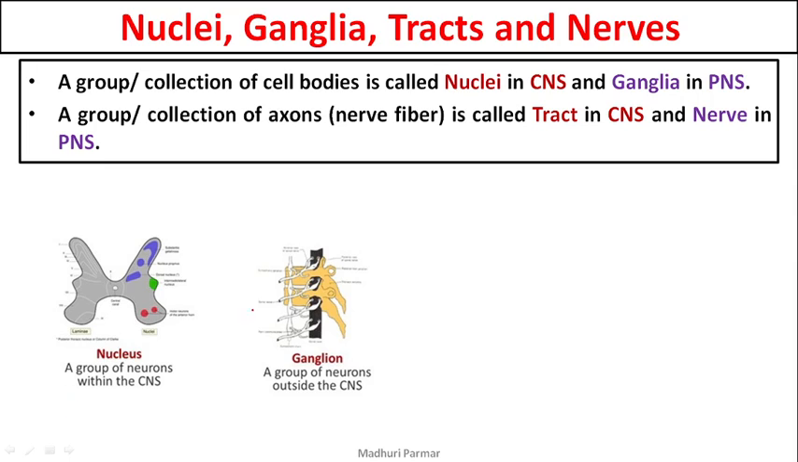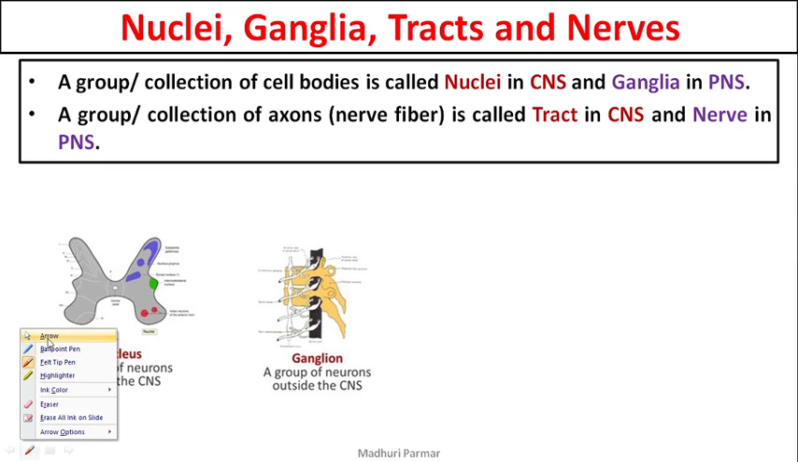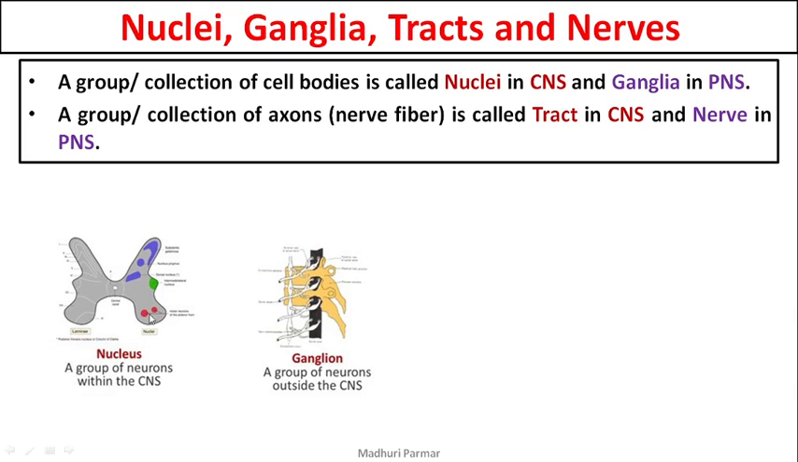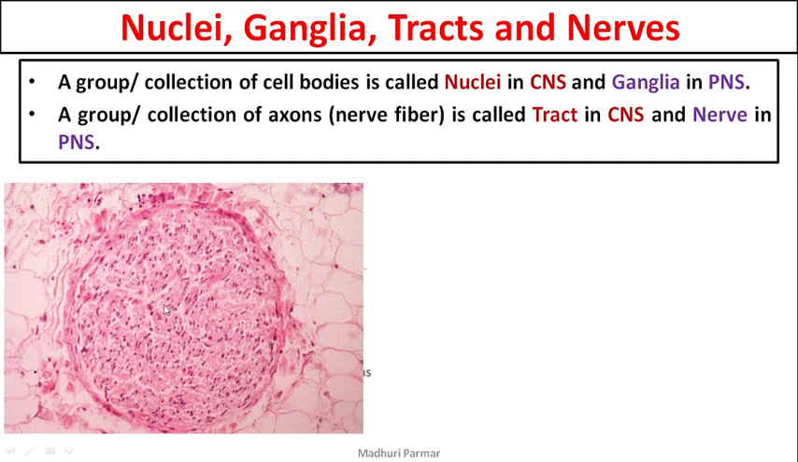Clear till here? So just to show you the same thing with a diagram, this is the cross section of your spinal cord. In your spinal cord you have certain regions where there is a group or collection of cell bodies. These are known as nuclei. The same thing in your peripheral nervous system will be known as ganglion. This is what it looks like. This is the microscopic picture and you can see a lot of nuclei present here. It is very different from the surrounding tissue. So this whole structure is nuclei in case of CNS and ganglion in case of PNS.